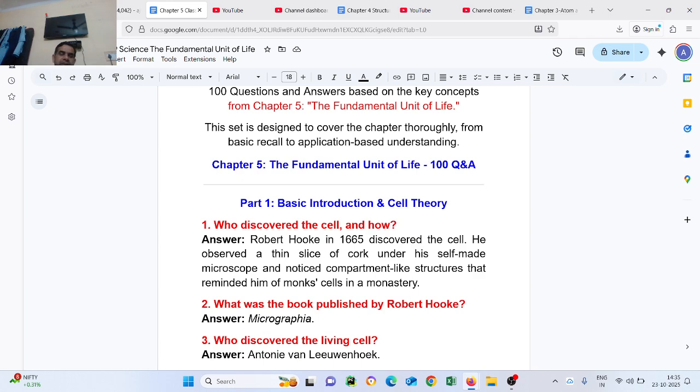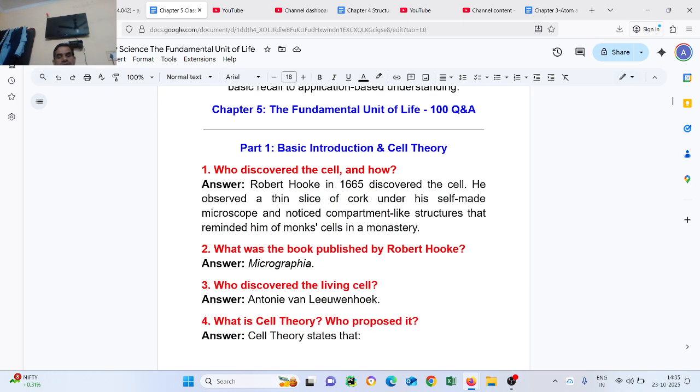He observed the thin slice of cork under the self-made microscope and noticed compartment-like structures that reminded him of monk cells in a monastery. Question number 2. What was the book published by Robert Hooke? Micrographia. Question number 3. Who discovered the living cell?